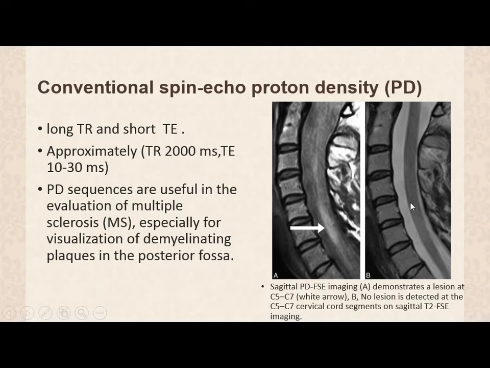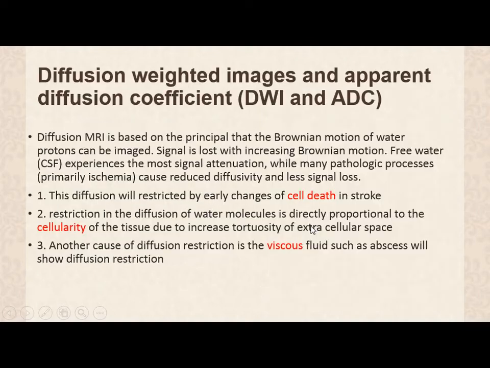For example, you can see here on this T2 image there is nothing or not very obvious plaque. On the proton density, you can see the lesion is much better demonstrated. For me, myself, I don't like proton density. I think it's confusing.